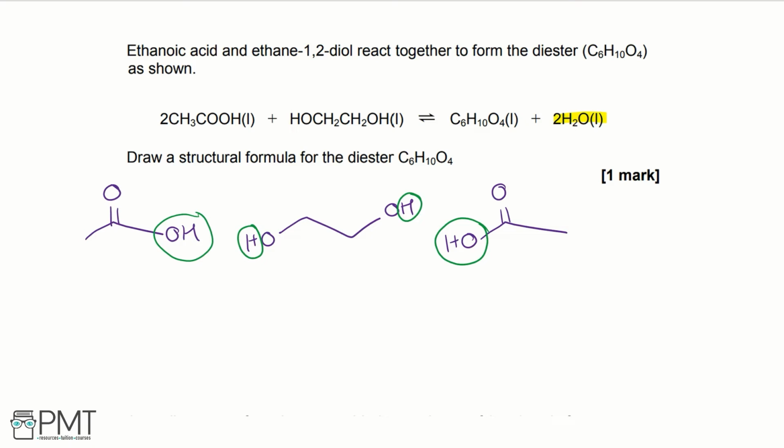So drawing the diester that we form, we're just removing the water, so we have our carbonyl group from the ethanoic acid, we have our oxygen from the alcohol, our 2 carbon backbone, and then the same ester group repeated at the end. So this is the diester that we form, and to get the mark for this question, you need to have this structure completely correct.